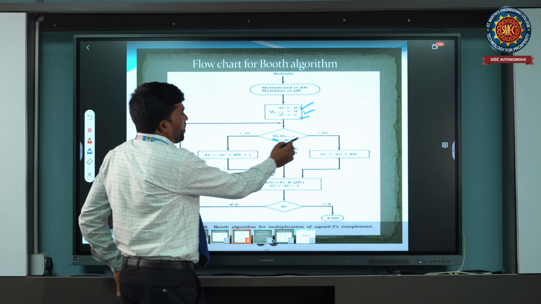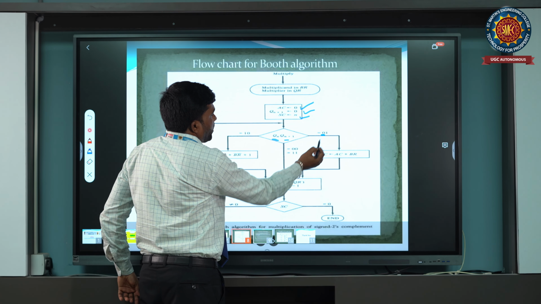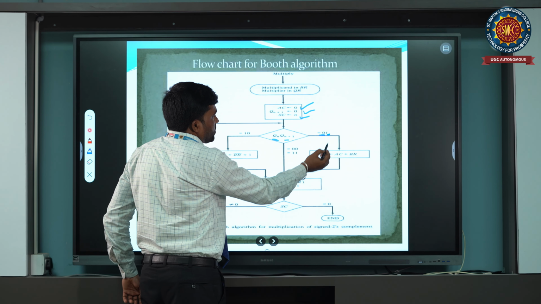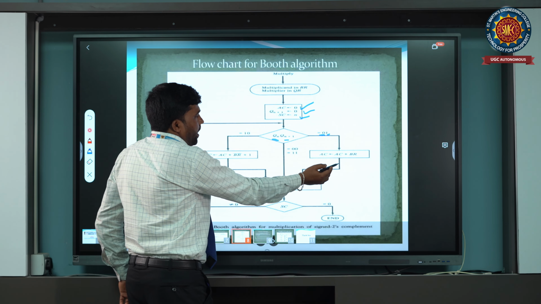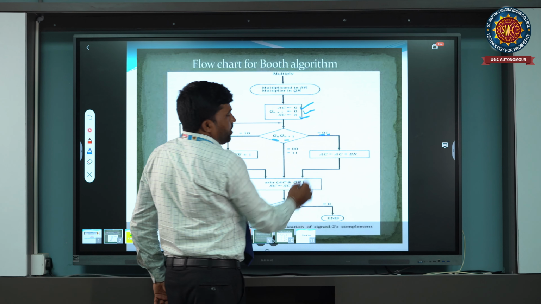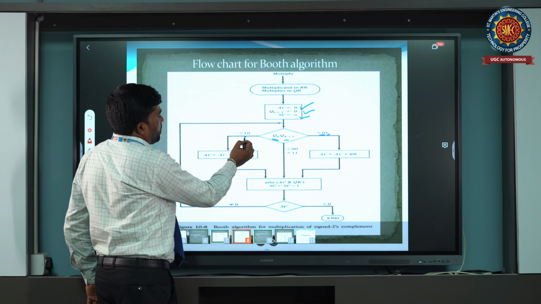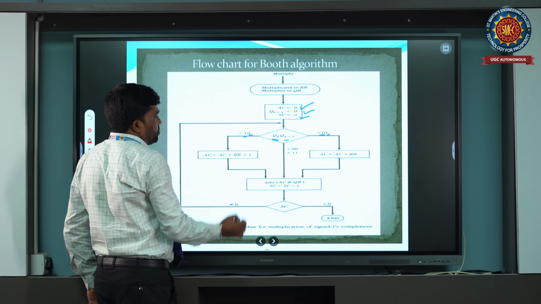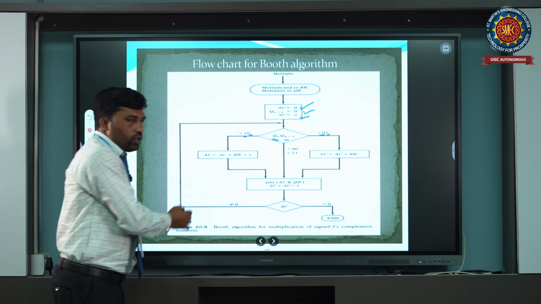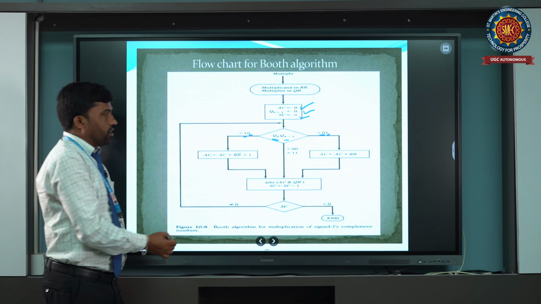So if Qn is equal to 0 and Qn plus 1 is 1, we can add the B data to AC. Then if Qn is equal to 1 and Qn plus 1 is equal to 0, we do the 2's complement, right? So here we add the data to the accumulator, and here we do the 2's complement for the B register. And then we do the arithmetic shift right operation.